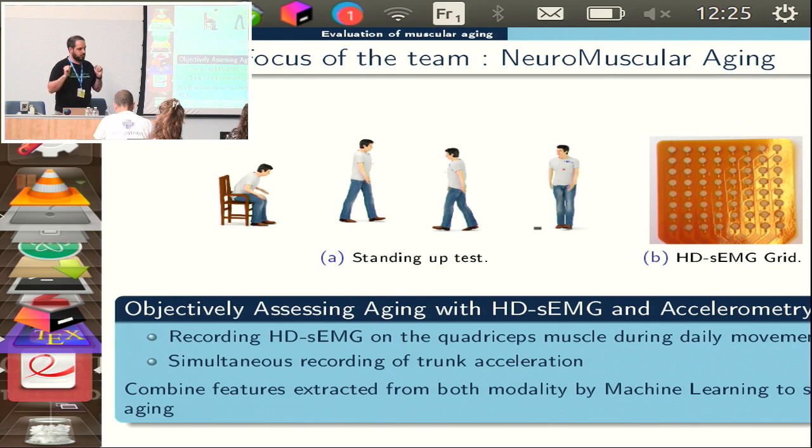So our idea is to build a system that will do objective measurements. For that, we use HD sEMG, so a lot of channels of electromyogram, recording the electrical activity of the muscle at the skin surface, on the quadriceps during that kind of daily movement. We also record at the same time the trunk acceleration to get an idea of the movement, especially when standing up. And now the idea is to combine everything from that with machine learning and to score our aging.